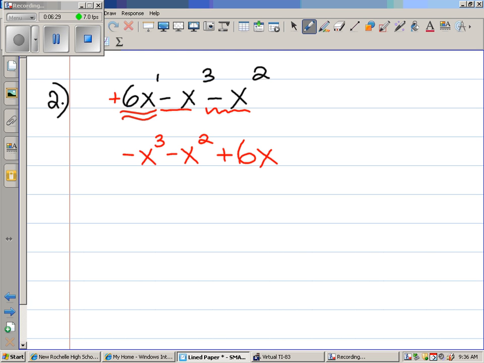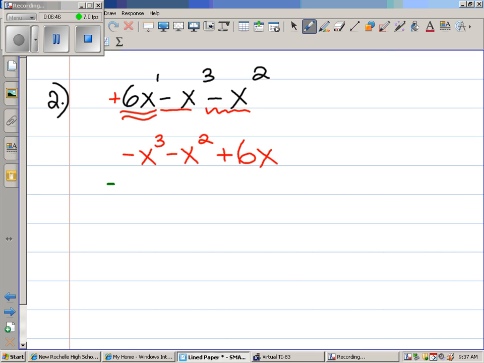What's the GCF? It is x, but when you do these problems, you always want to have the number in front be positive. So we're going to pull out a negative x. That's the GCF. How do you pull out negative x from positive 6?